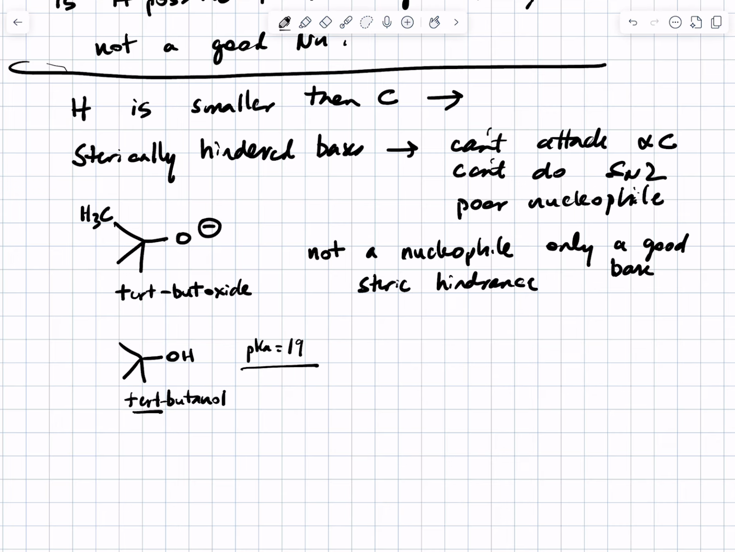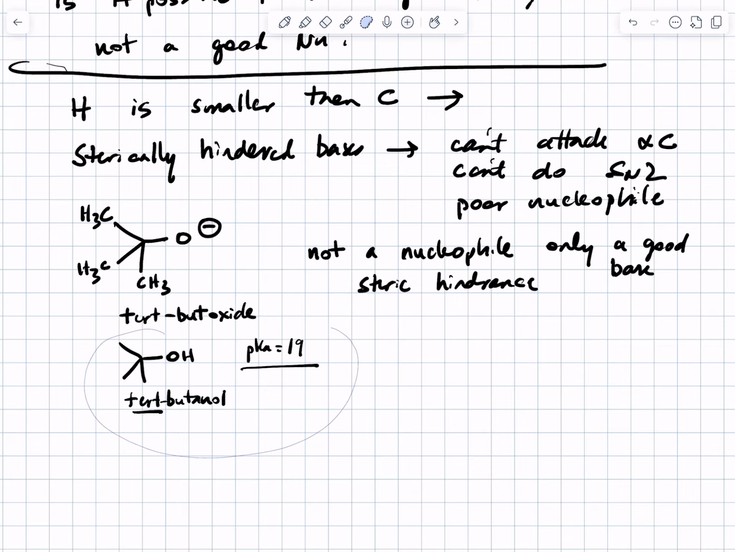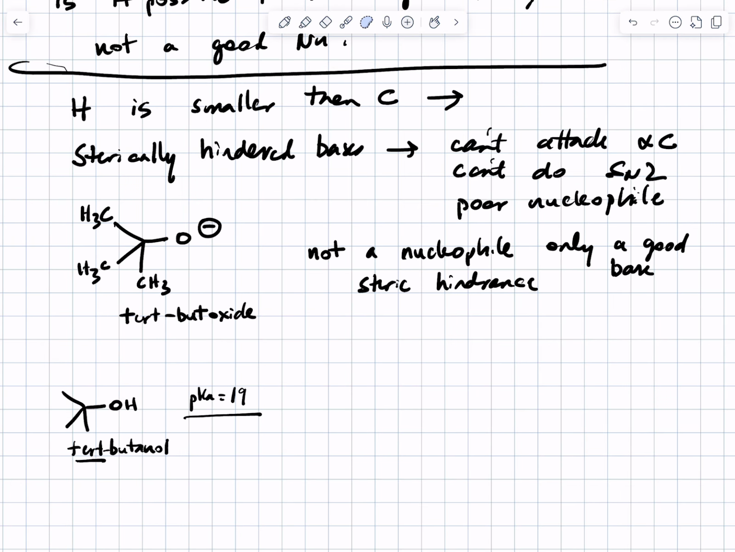If we could draw a space-filling model of tert butoxide, you would see that those branching methyl groups would make it very difficult for that oxygen to approach the carbon that has the leaving group. Okay? There are two other bases that are in this category. You can see their structures in the textbook in chapter 8. I'm trying to figure out whether it's worth our time to draw them, and I think the answer is no.